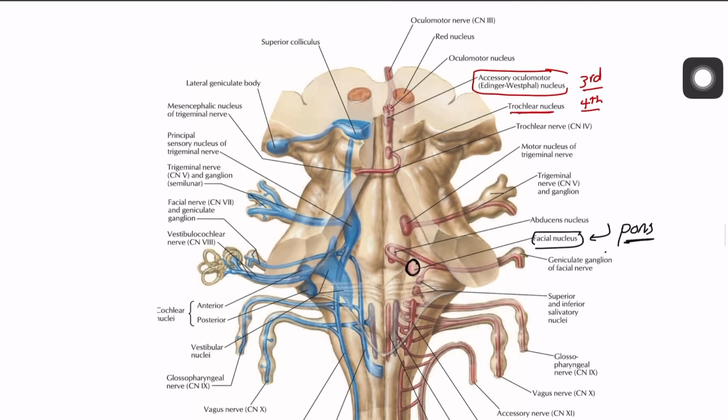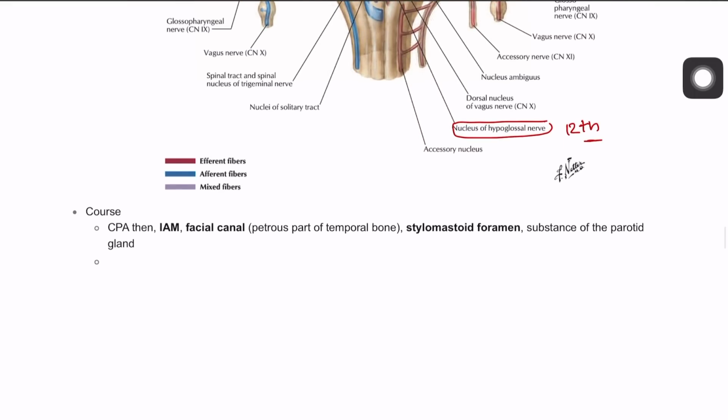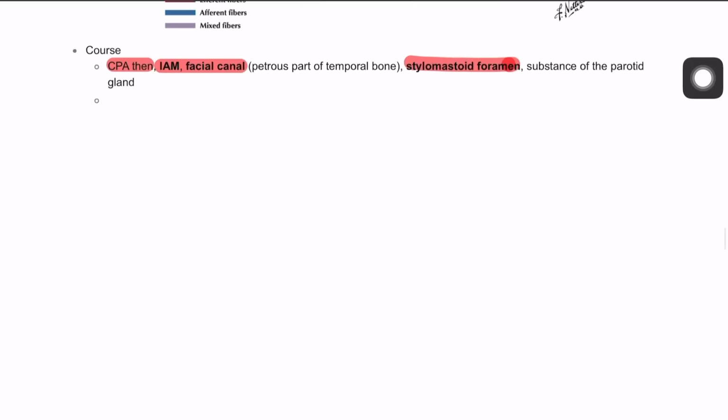The course: it comes out from there, then has a small course inside the cranium, and then enters the internal acoustic meatus to the facial canal in the petrous part of the temporal bone, and comes out through the stylomastoid foramen, and then enters the substance of the parotid gland, dividing into multiple terminal branches that we're coming to now. So the course: CP angle, then internal acoustic meatus, facial canal, stylomastoid foramen, substance of the parotid gland, and then exit.